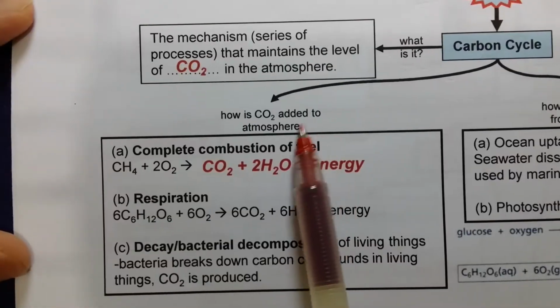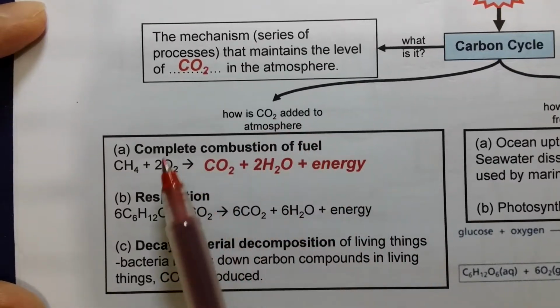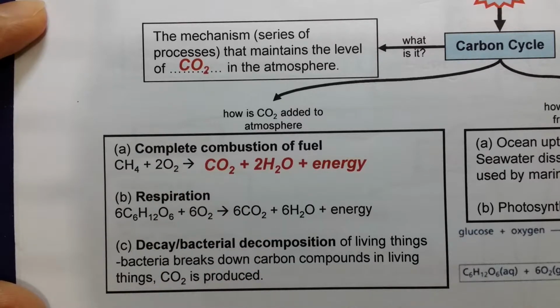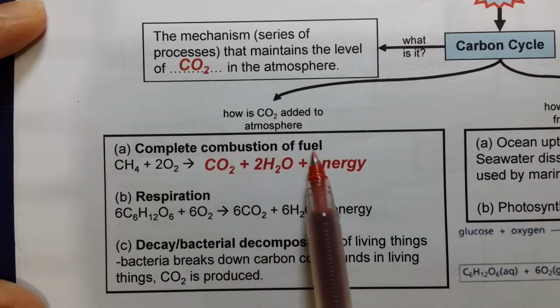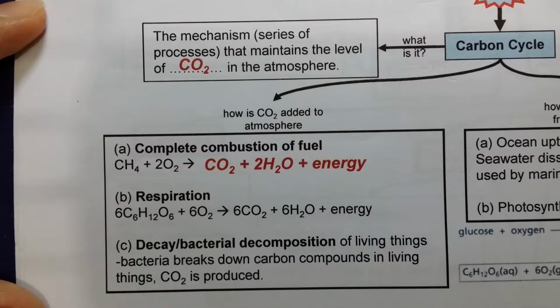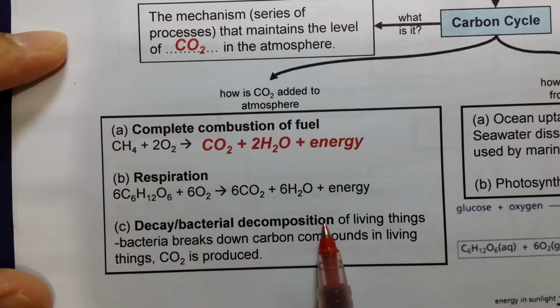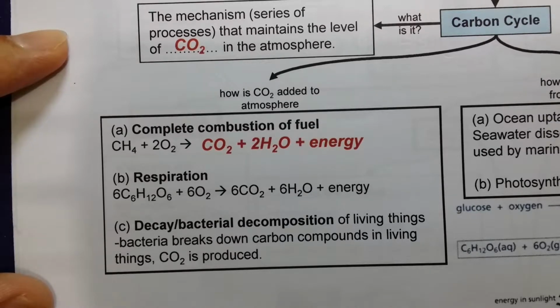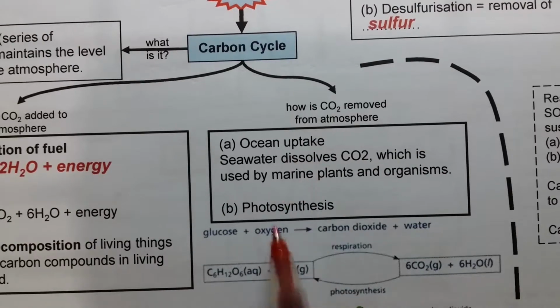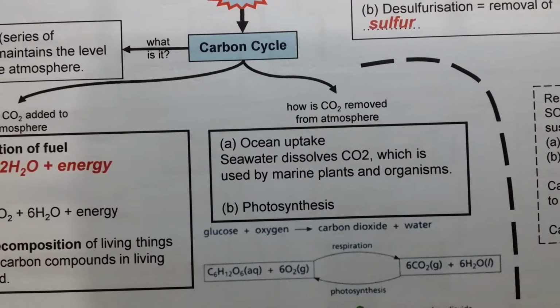Carbon dioxide is added to the atmosphere mainly because of these three processes: combustion of fuel, respiration, and decay or bacterial decomposition of living things. All these three processes produce carbon dioxide. And these two processes remove carbon dioxide from the atmosphere.